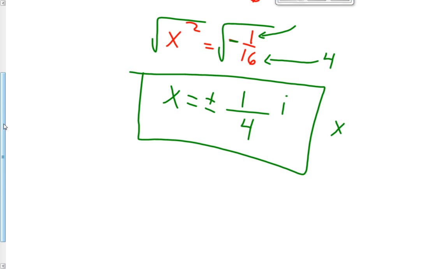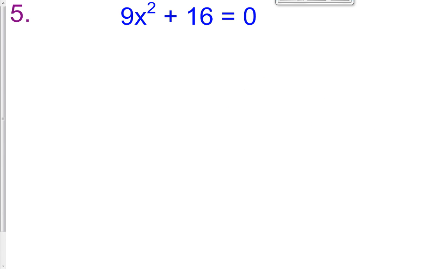Excel Math might have this: x equals plus and minus i divided by 4. Know that that's the exact same thing. 1/4 i and i divided by 4 is the exact same thing. So make sure you recognize that. Try another one of those.